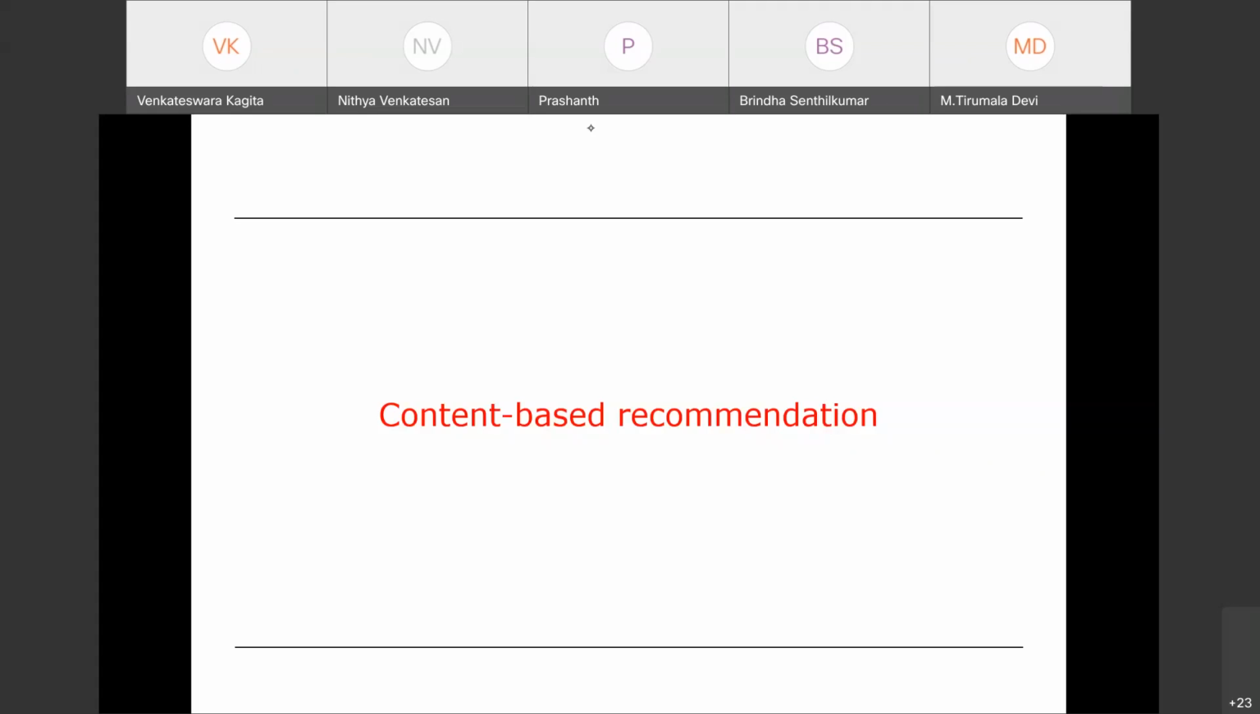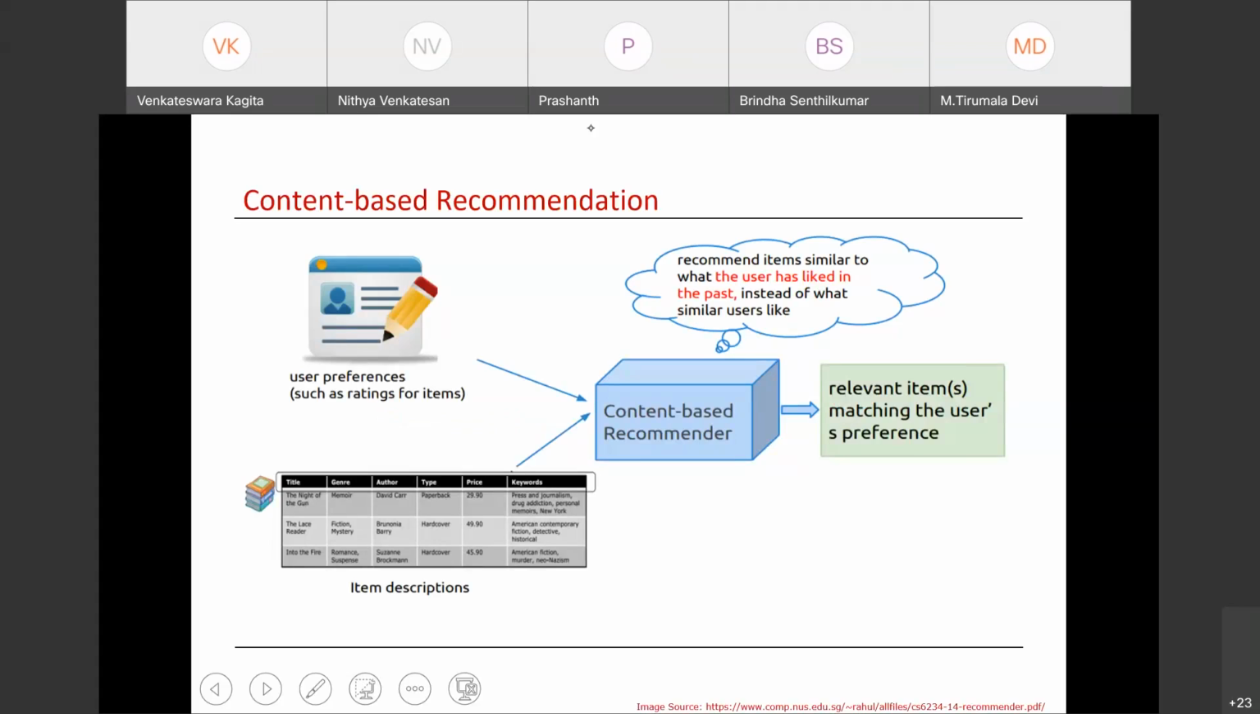So far we have seen one paradigm, collaborative filtering based techniques. Then we'll see content based recommender systems. It is based on your past preferences, and it will recommend similar items to you. If you have liked comedy movies, then comedy movies. If you have liked drama movies, then it will recommend drama movies. If you have liked action movies, then action movies, something like that.